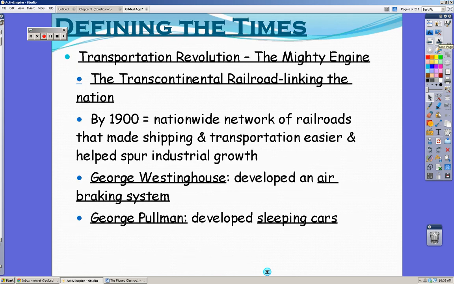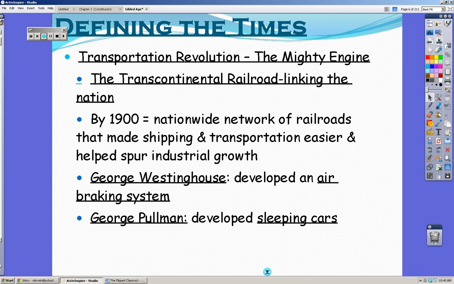So the first thing, how do we settle this land? So we're settling this land using the transportation revolution, and the biggest portion of the transportation revolution is the steam engine. And the steam engine allows trains to go much faster, and we are able to connect East Coast to West Coast through the Transcontinental Railroad.